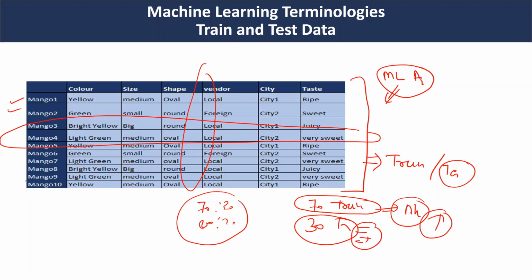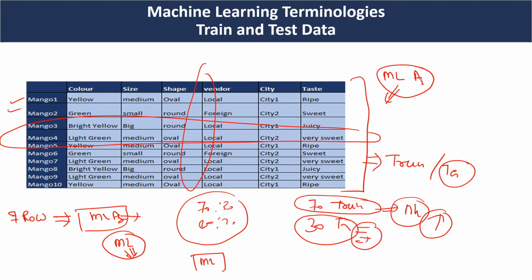We randomly select some 7 rows. We have the 7 rows, and these 7 rows we will input into the machine learning algorithm. After that, we will get the machine learning model. This is your prepared machine learning model. Now we have to check the accuracy, whether this model is working properly or not. What is the accuracy of this model? We will use this 30% data to test the output of this model. We will provide the 30% data and get the output value.